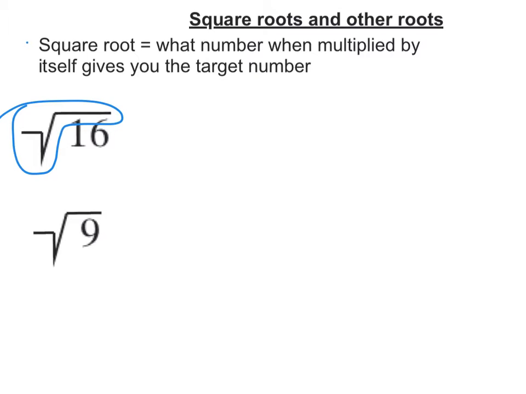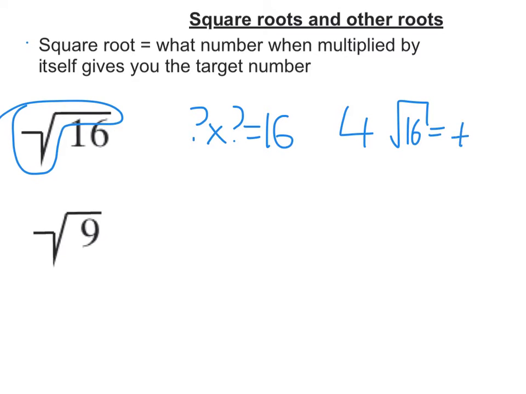Well, it's a number that when you times it by itself, you get the target number, i.e. this time you get 16. So what number times by itself gives you 16? That's 4. So the square root of 16 is 4.